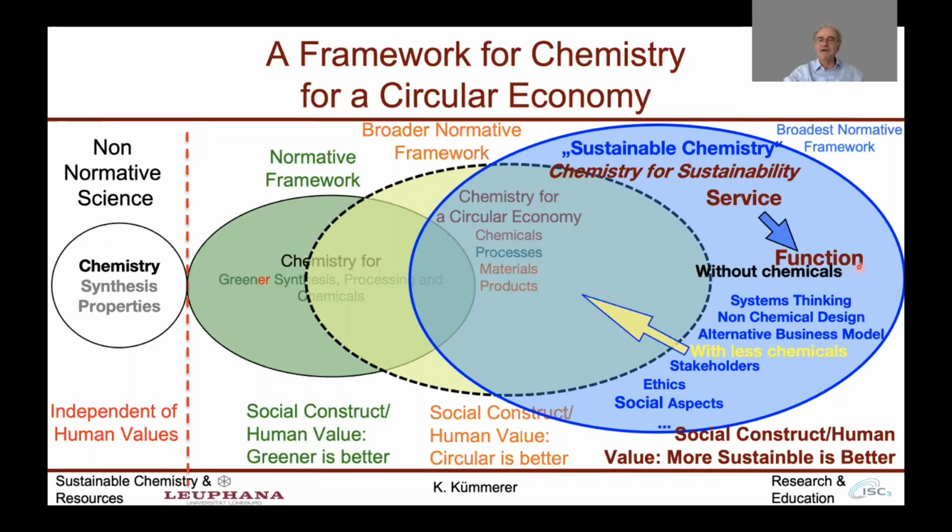So then we can think about the function we need and how this can be done without chemicals, or if there are chemicals, then with fewer chemicals and better chemicals. That's very important. And we also have to include stakeholders, ethics, and social aspects. Where do the resources come from? The metals, for example. If you think about the artisanal mining of gold, or the mining of cobalt in the Congo by child labor, etc. But again, sustainable chemistry is also a human value proposition we have to be aware of.